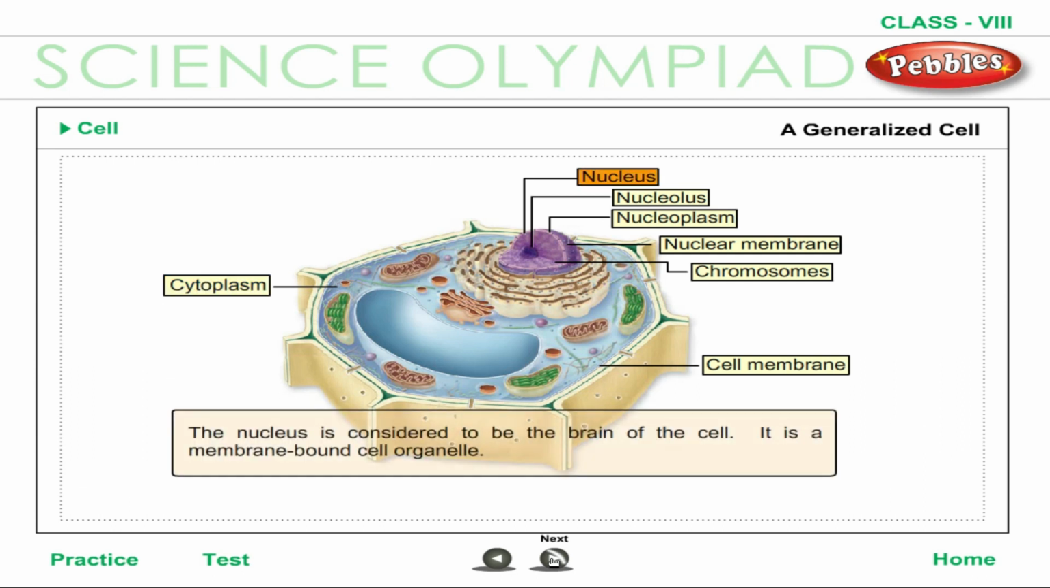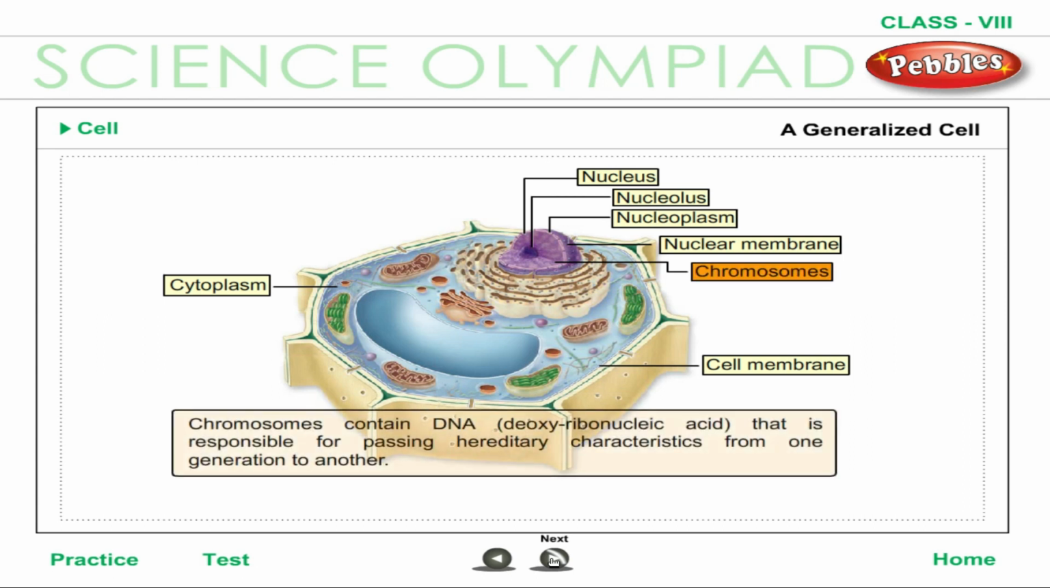The cytoplasm is a jelly-like fluid which fills up the part of the cell between the cell membrane and the nucleus. It has several organelles embedded in it. The nucleus is considered to be the brain of the cell. It is a membrane-bound cell organelle. Nucleolus is a round granule inside the nucleus. A network of fibrous material called chromatin fibers is present inside the nucleolus. Chromosomes contain DNA, deoxyribonucleic acid, that is responsible for passing hereditary characteristics from one generation to another.